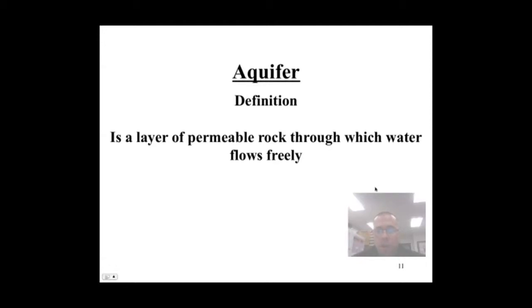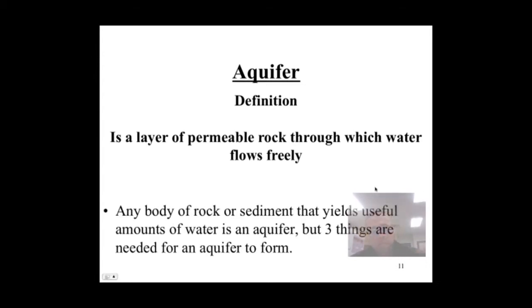So an aquifer is a layer of permeable rock through which water flows freely. The word permeable means that water can move through it. Okay, remember from our video on the Macatawa watershed, we learned about permeable and impermeable or impervious surfaces, I think the raindrop said. Impervious or impermeable means it can't go through, permeable, water goes through.